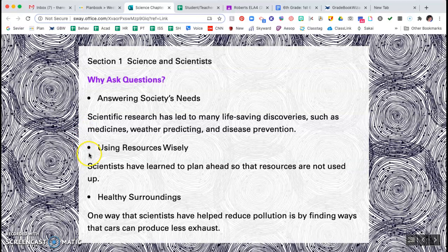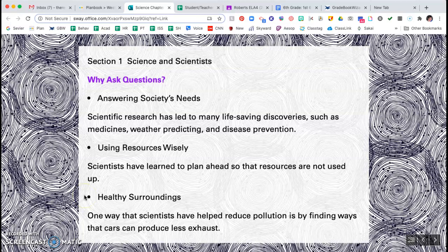A second reason we ask science questions, basically, is scientists have learned to plan ahead. If we use up all of our resources that are here on Earth, if they're non-renewable, we can't get them back. So we need to learn how to use our resources wisely.